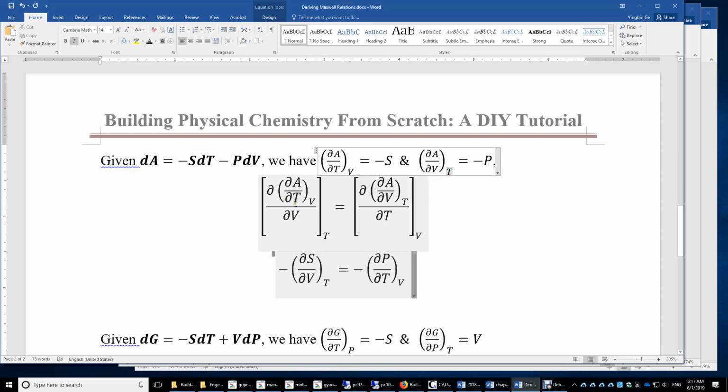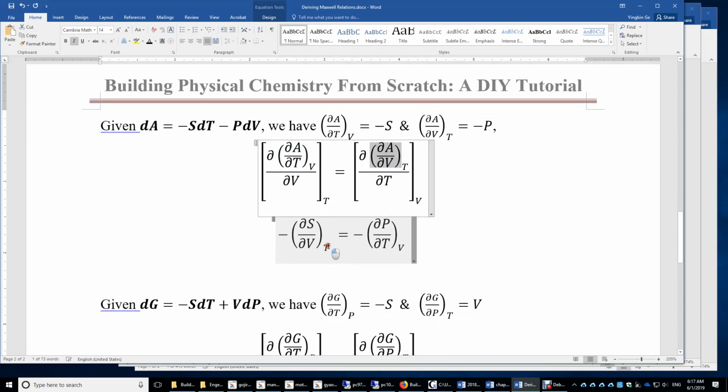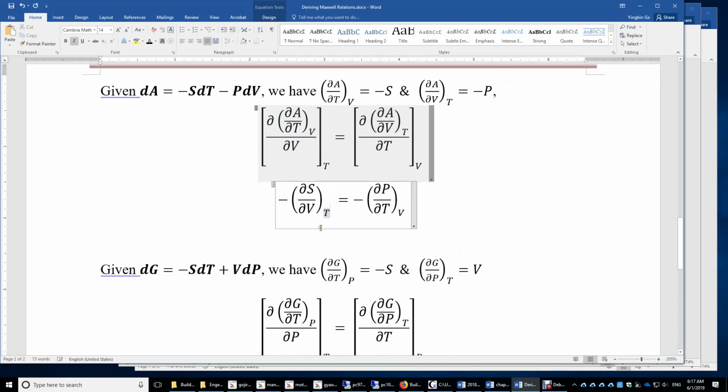And again, calculus rule, A is a state function, so we can change the order of taking the first derivatives. And then we plug in this negative S here, and we plug in negative P here, and we have the third Maxwell relation. Again, this is useful because now we know how entropy depends on volume, as long as we know how pressure depends on temperature at a constant volume. And this part is very easy to evaluate.